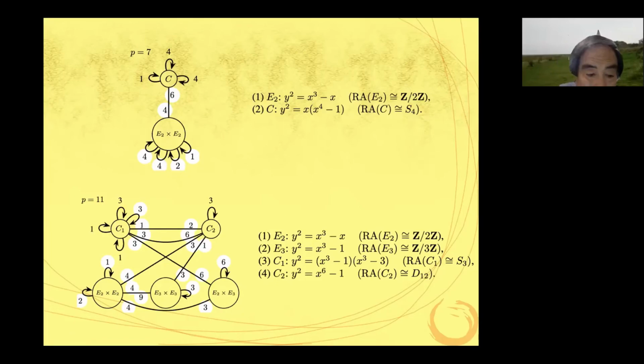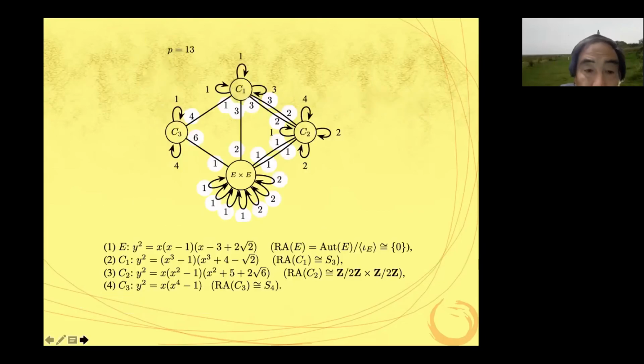And finally, this is the case of p is 13. Then in this case, we have 3 superspecial curves of genus 2 and only one supersingular elliptic curve. So the structure of the graph of Richelot isogenies becomes like this.